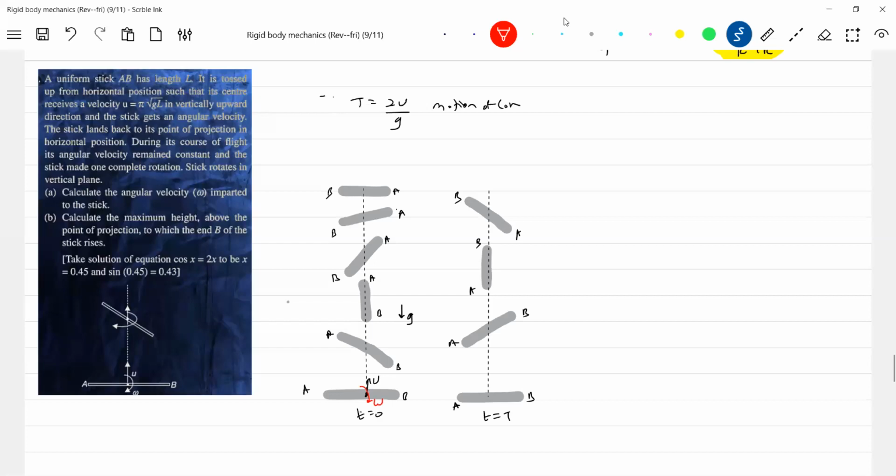What will happen to that angular velocity? It will not change. And with the same speed we have projected, it will strike the ground back. Okay, got this one. So then what is omega equal to? How much is the angular displacement in time t?